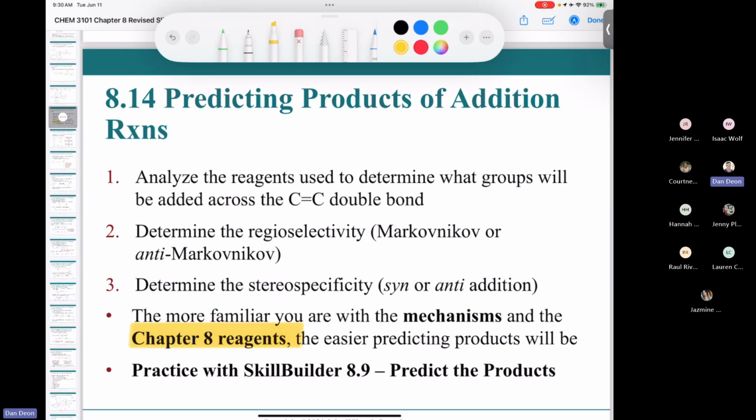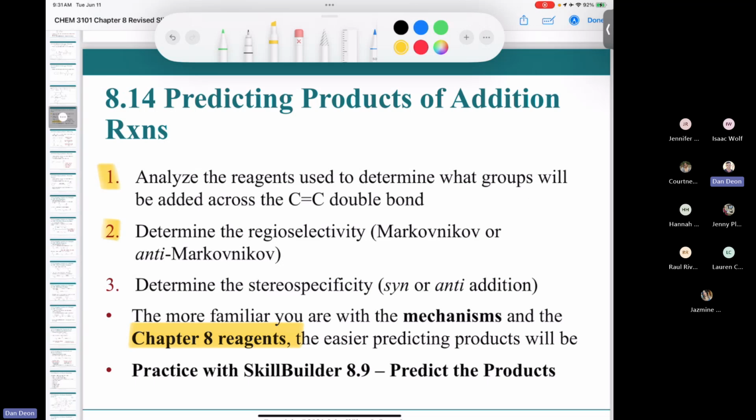The more familiar you are with mechanisms too, the easier memorizing the reagents is going to be. So look at the reagents and determine what is going to be added to the carbon-carbon double bond. Is it 2 hydroxyls? Is it 2 bromines? Is it a bromine and a hydroxyl? Is it 2 hydrogens, etc.? Determine regioselectivity. Is it Markovnikov or anti-Markovnikov? Or does it not matter, right? If it's 2 hydrogens, it doesn't matter.